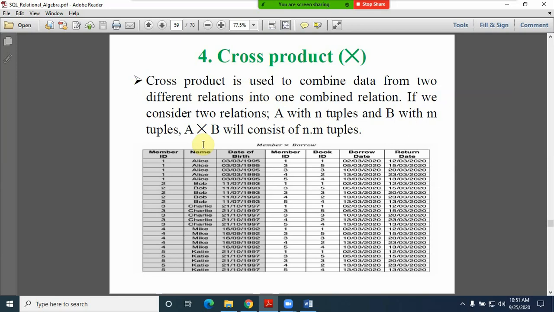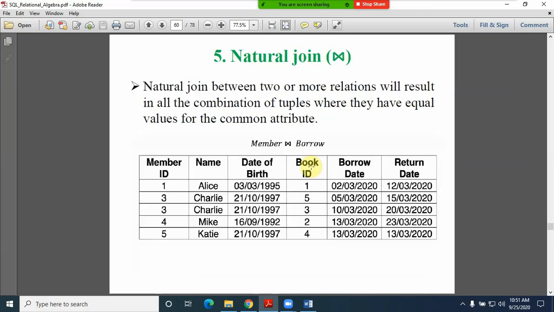So as we have 1 2 3 4 5 in the member table, each and every member ID is mapped with the second table. That is the reason the replication of all these particular records can be observed with the cross product, which is most important, friends.